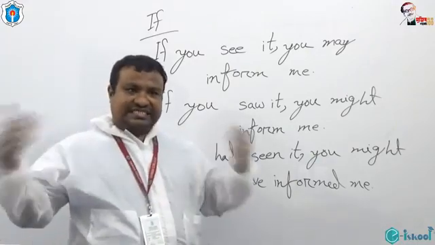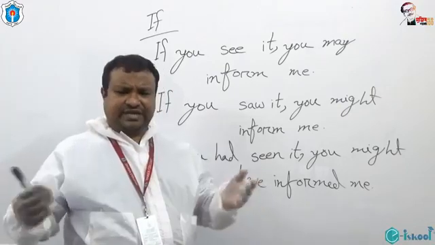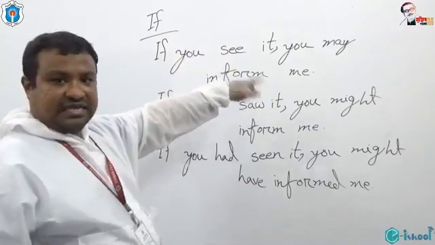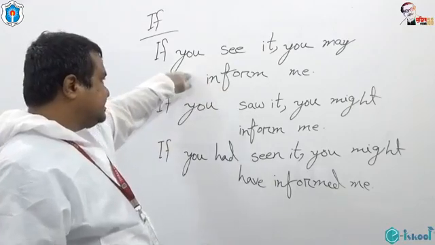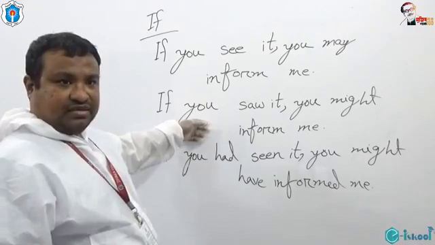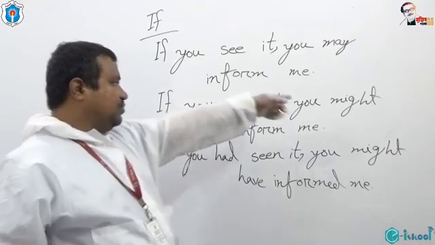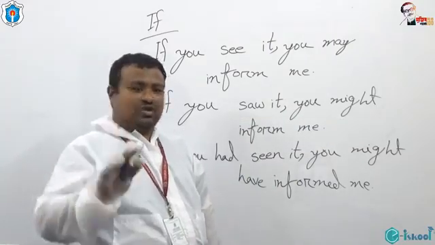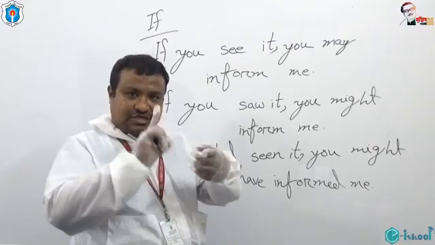So let's have a quick reminder. That is, if you see it, you may inform me. This is actually in present tense. When we are using the past form at the subordinate portion, then we will use might, we may use could, that is might, could, would.